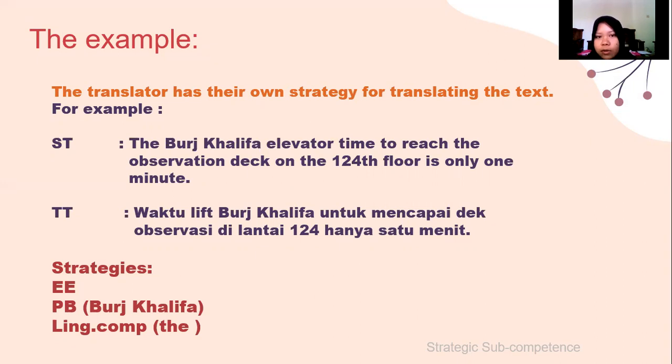The first one is establishing equivalent, when the translator translates each word in the source text into the target text. And pure borrowing, when the translator translates Burj Khalifa into Burj Khalifa in Indonesian, because Burj Khalifa is the name of a place, so there is no equivalent in Indonesian, so we can borrow the name in the target text. And the last one is linguistic compression, because "the" is an article, but in Indonesian we don't have articles. So the translator can compress the article in the source text in the target text. Like "the Burj Khalifa" is just translated into "Burj Khalifa," and "the observation deck" is just translated into "dek observasi." So there is no more "the" in Indonesian.